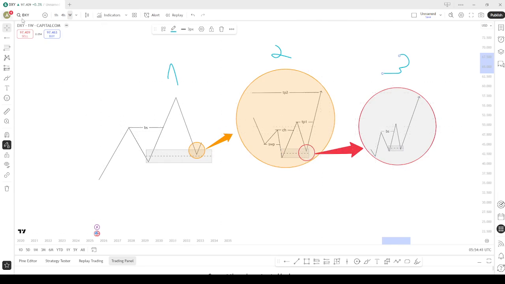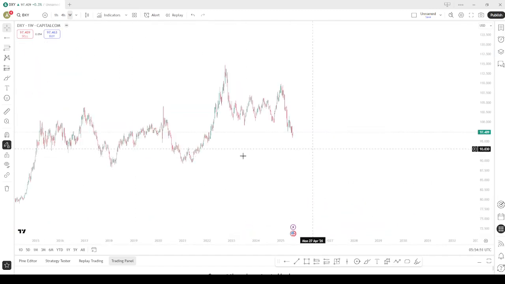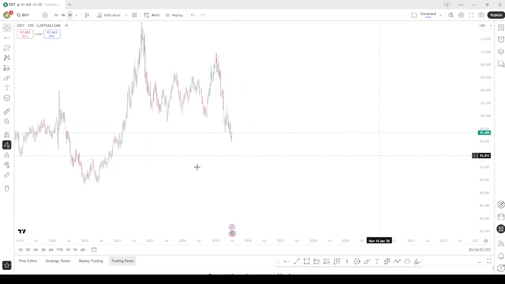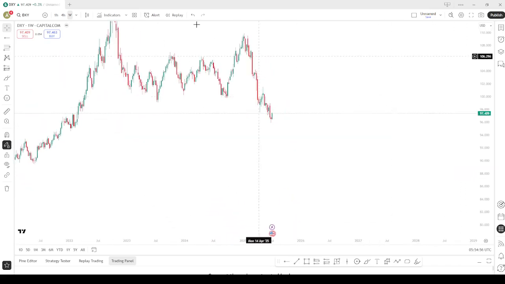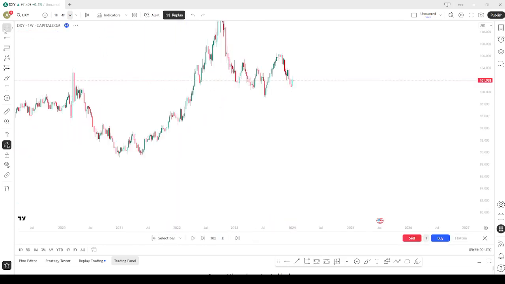Before I go any further, I'm just going to illustrate a little bit of an example, maybe of DXY, because I like it a lot. We're just going to use a replay bar, and maybe let's just stop from there. You get it?